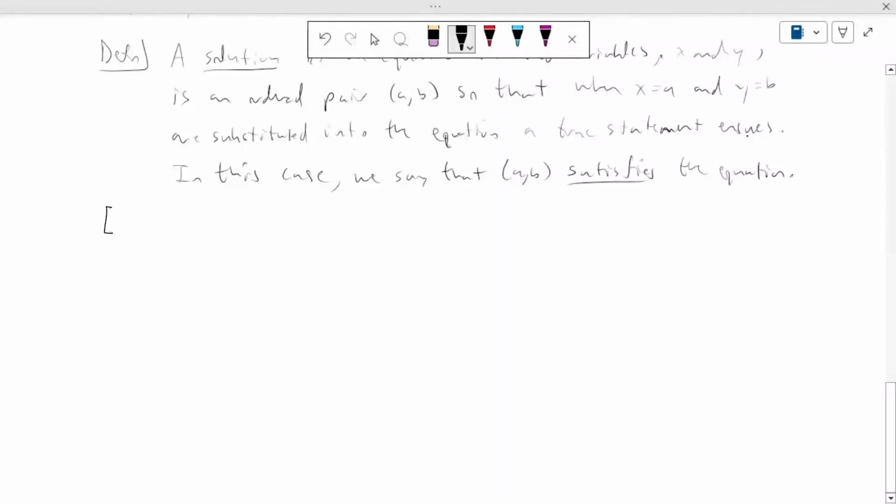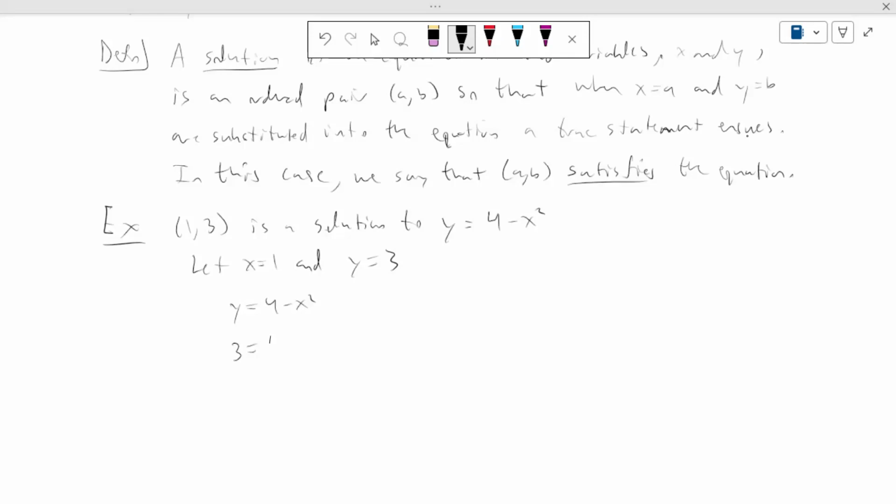So as a quick example of that, let's look at y equals 4 minus x squared. I claim that (1, 3) is a solution to y equals 4 minus x squared. Okay, so let's prove it. We're going to let x equal 1 and y equal 3 and see what happens. So we have y equals 4 minus x squared. We're going to substitute that y is 3, and that x is 1.